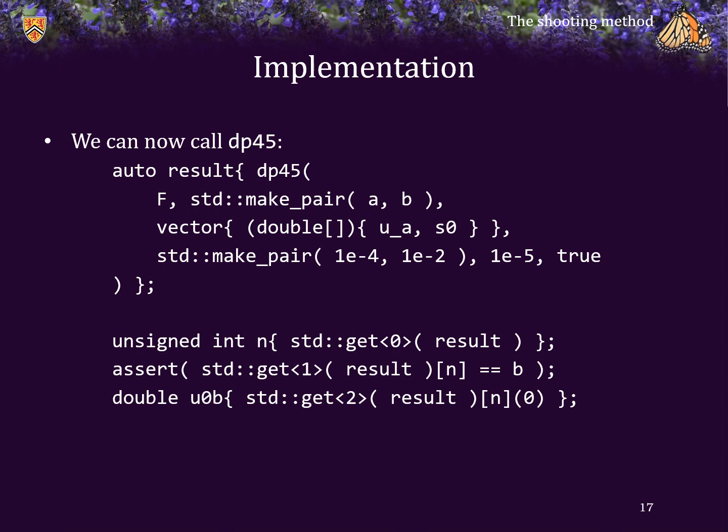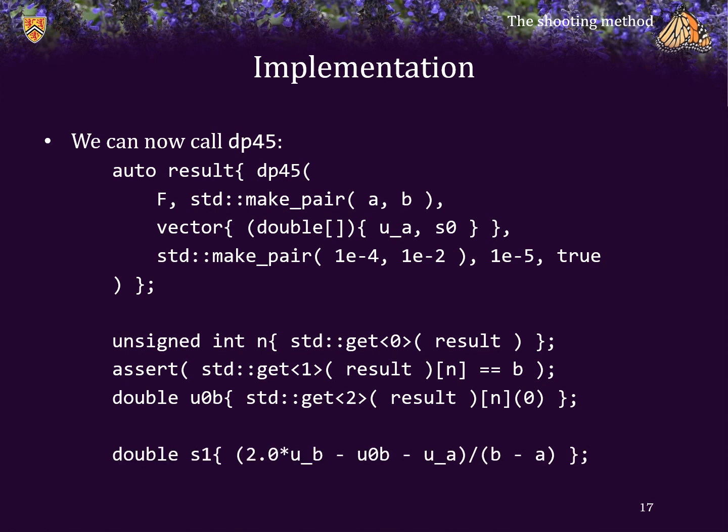Finally, the third entry of the tuple that is returned is an array of n plus 1 vectors. So we want the last vector in this array, and the two entries of that array are the value of the function and the value of the derivative. Well, we only care about the value of the function, so we only want the 0th entry of that vector. All right, so this now gives us the value of the function at b when the initial slope is s0.